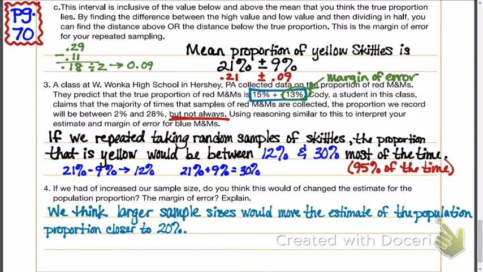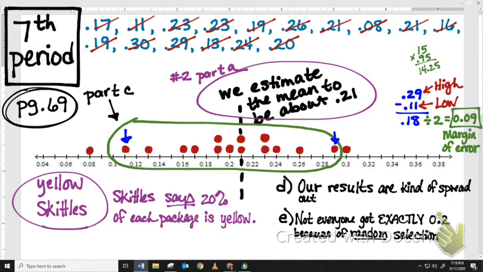More spread out? Let me pull up our graph again. I want to look at it. Do you think you would have had people up here? It's probably possible. Do you think we could have had people down here?